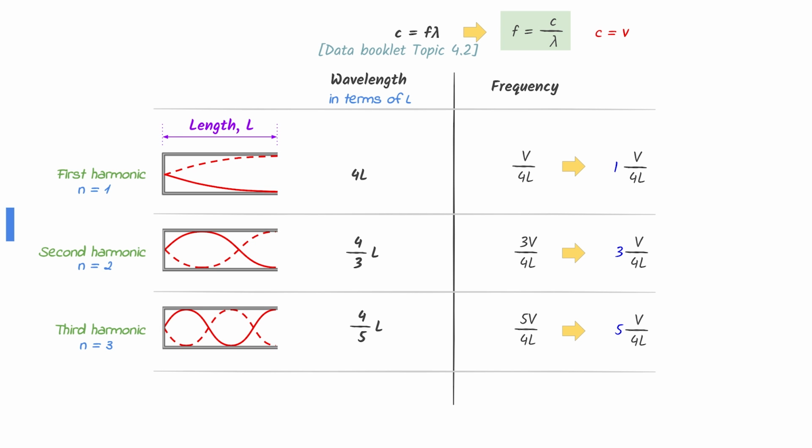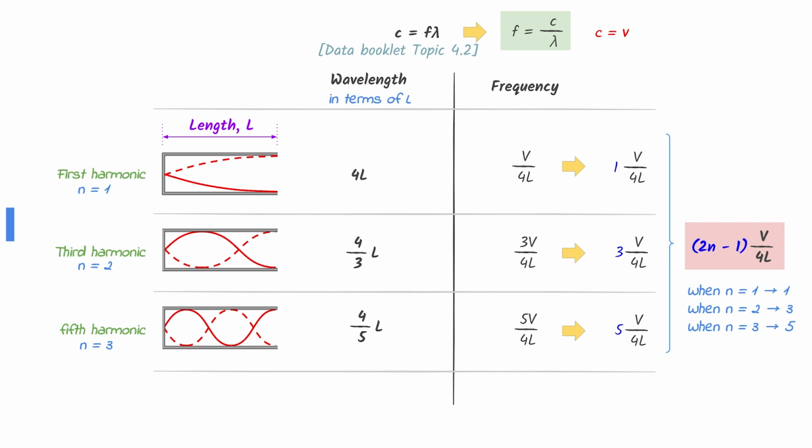The frequencies can be rearranged slightly to better see the pattern. Here we see a 1, 3, 5 pattern from one harmonic to the next. Therefore, the answer would be (2n minus 1) v over 4L.